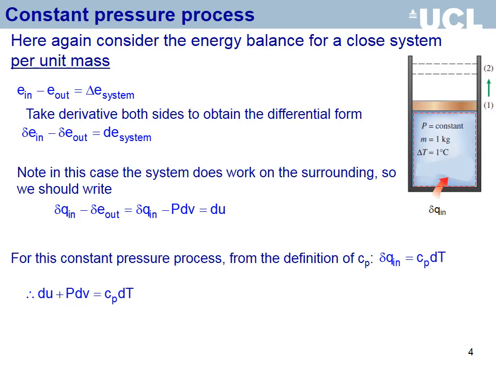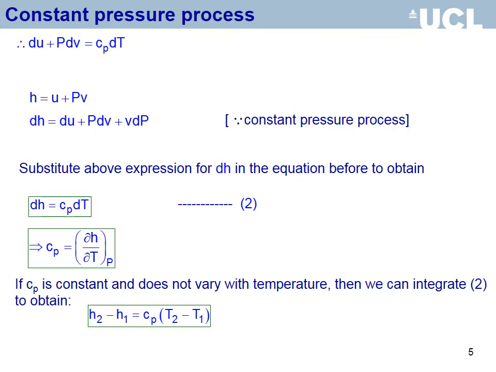So again, you are getting a property relationship. Of course, this looks a little bit different. So it's not du equals Cv dT, but du plus PdV equals Cp dT, right? So this is again a property relationship that is valid regardless of the process concerned. That's the beauty of property relationships. So let's carry on with it.